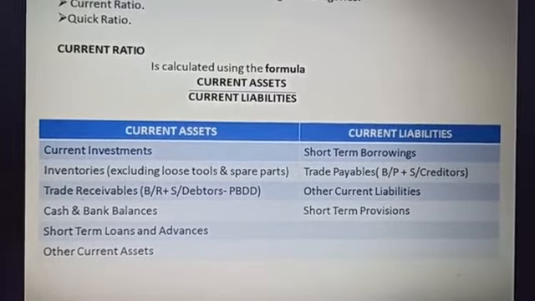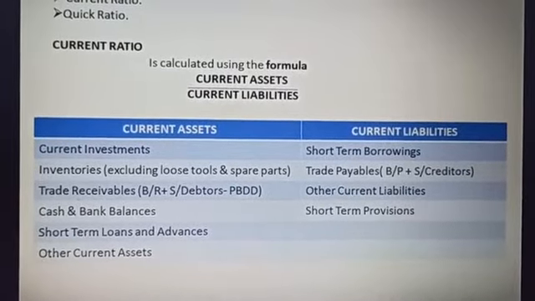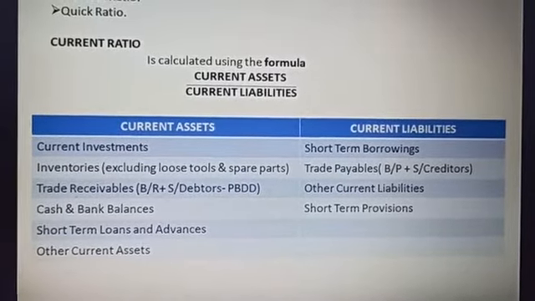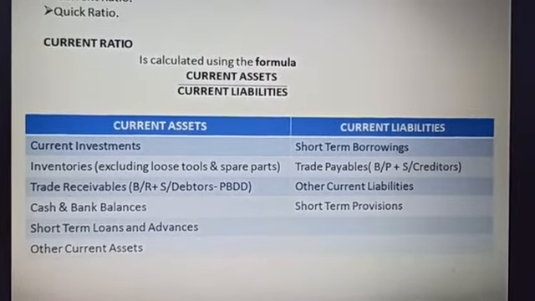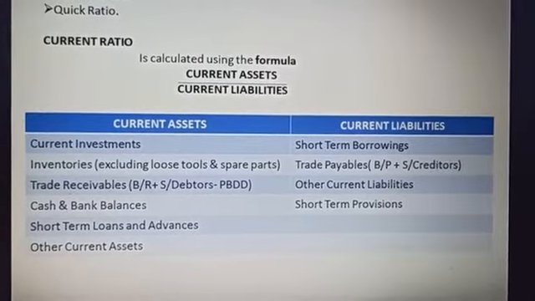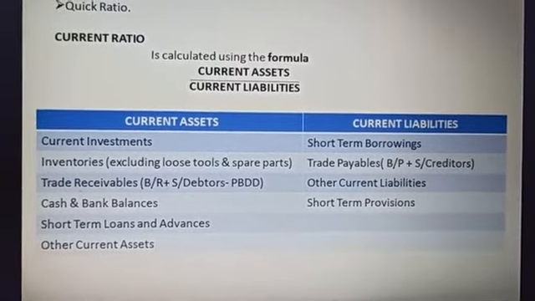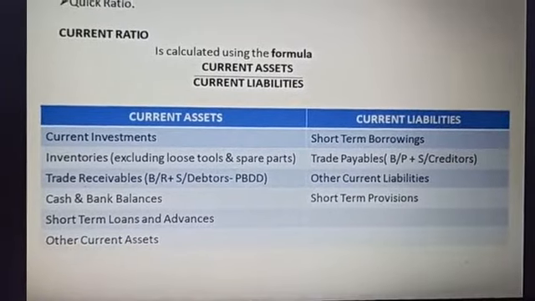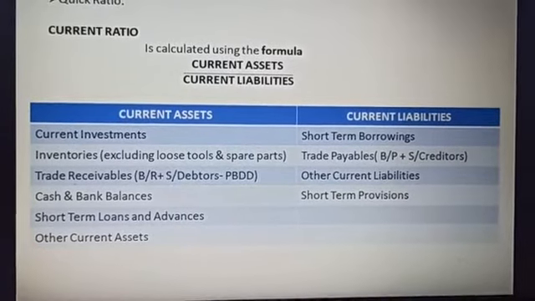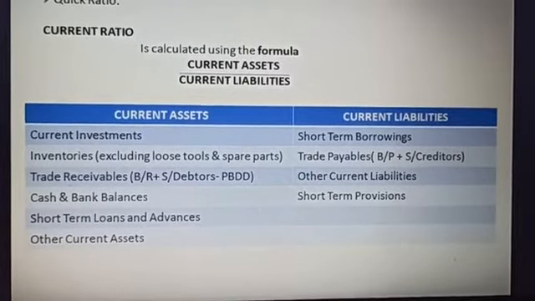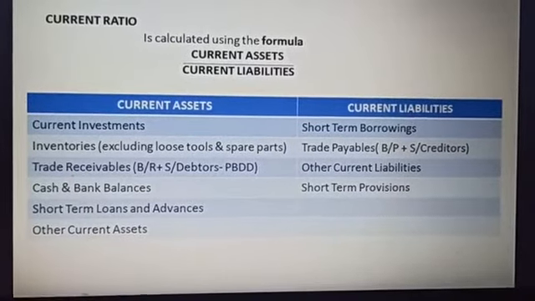Current assets are made up of current investments, inventories, that is stock excluding loose tools and spare parts, trade receivables, which includes bills receivable, sundry debtors minus provision for bad and doubtful debt, cash and bank balances, short-term loans and advances, and other current assets. While current liabilities are made up of short-term borrowings, trade payables, which comprise of bills payable and sundry creditors, other current liabilities, and short-term provisions.